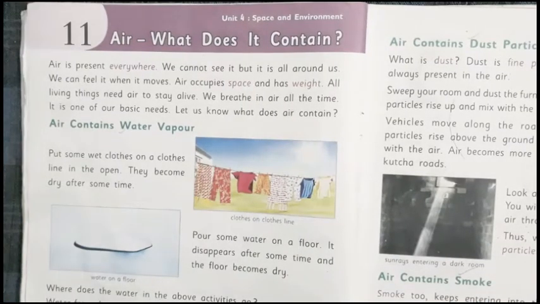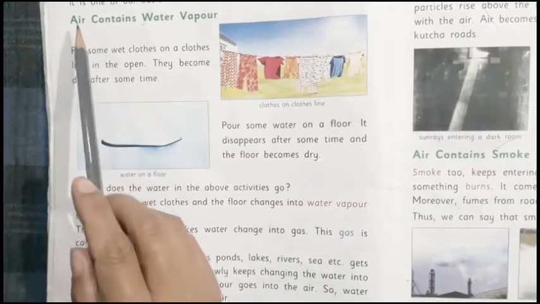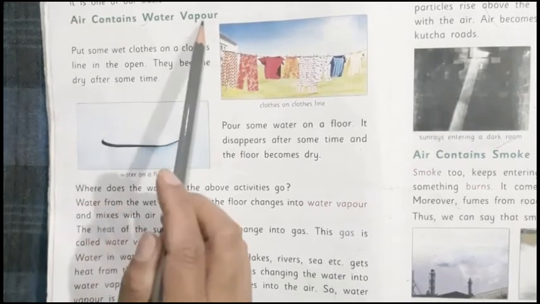So we know that air is all around us. Though we cannot see it, we can feel it when it moves. And not only human beings, but all the living things such as plants and animals too need air to stay alive. So today we will study what air contains. The first point is, air contains water vapor.